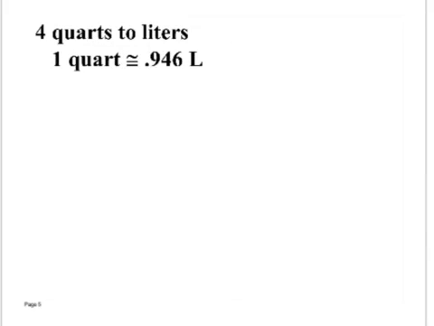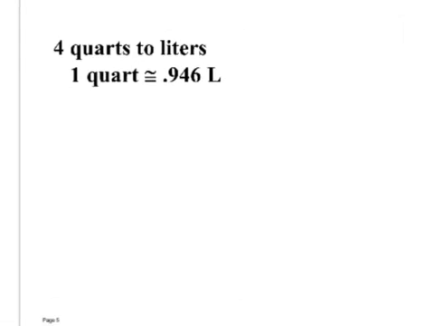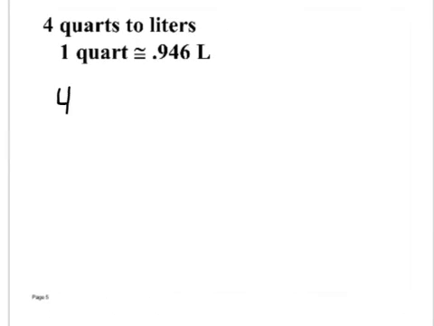Write this down. So we write what they were given first. 4 quarts over 1. That's a Q for quarts. I multiply by my conversion rate of quarts to liters. Now this one is customary to metric.